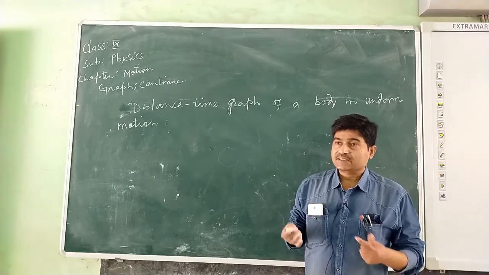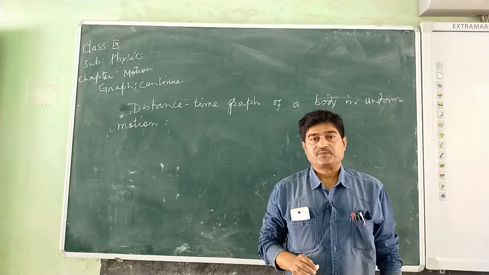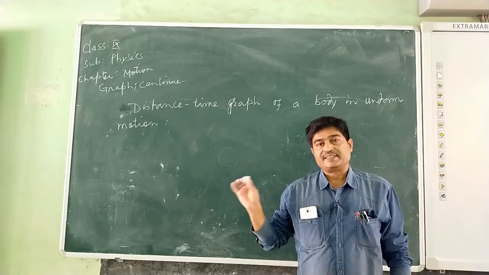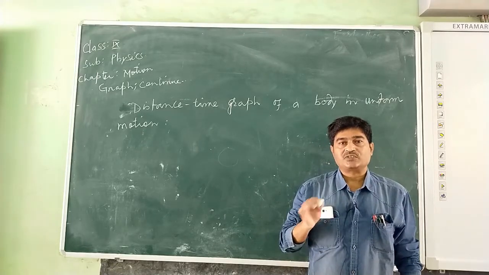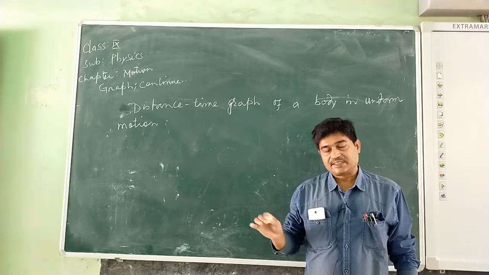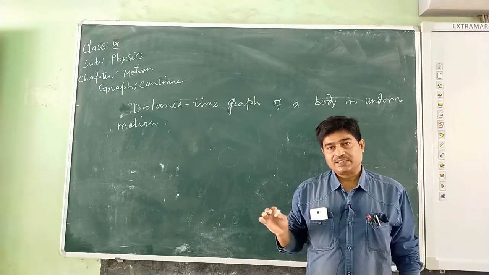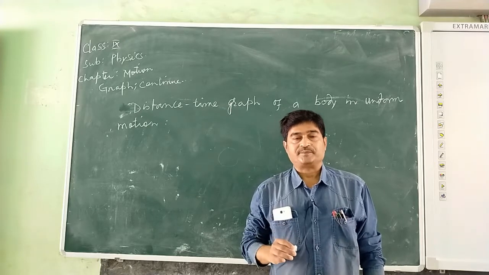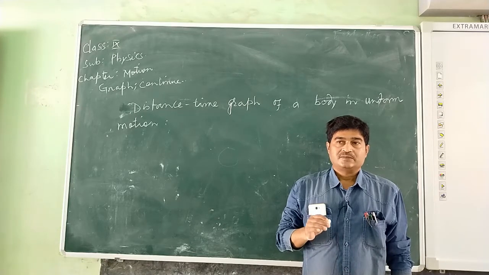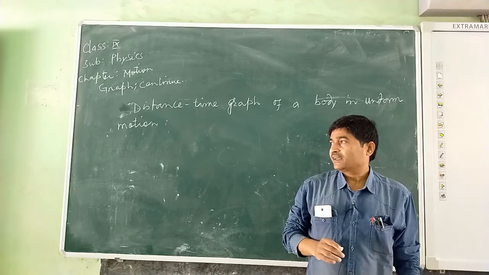Firstly, we discussed describing graph variables. Variables are here physical quantities. The physical quantities related to motion are displacement, distance, velocity, speed, acceleration, and time. These are the variables. The relation we obtain is in the graph.